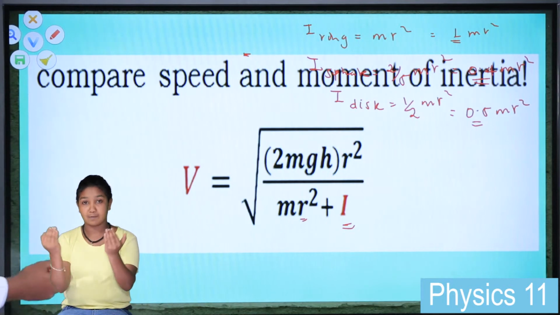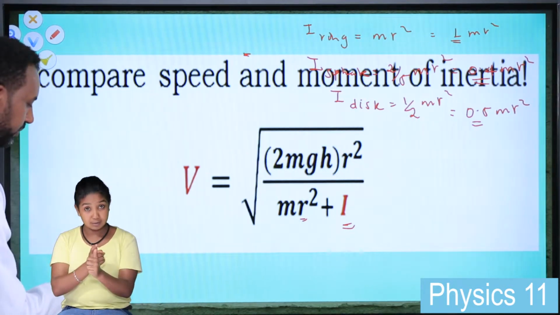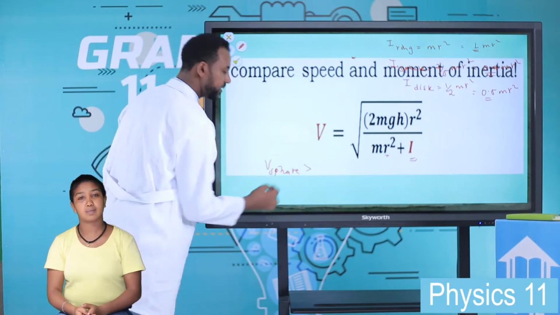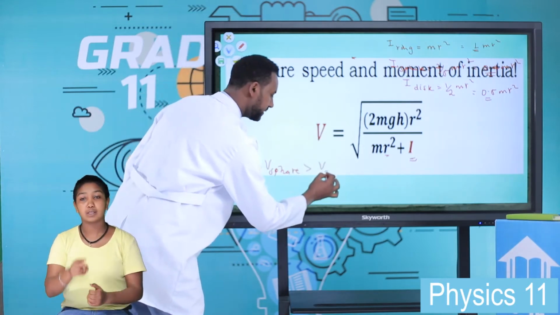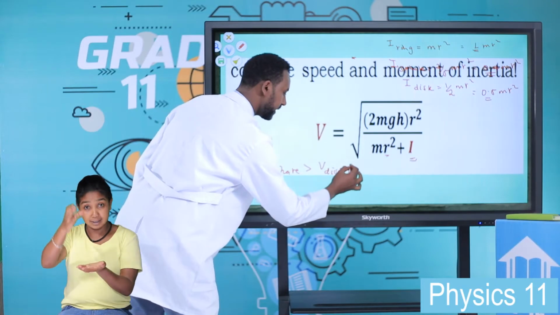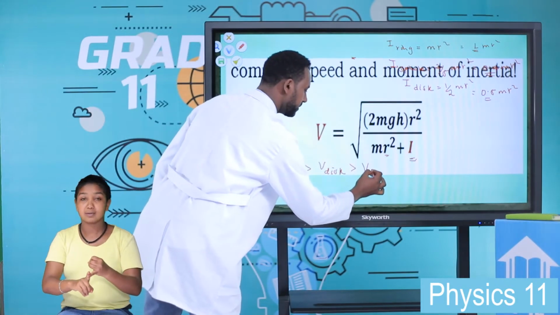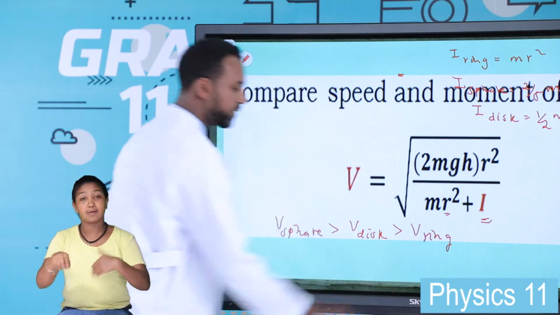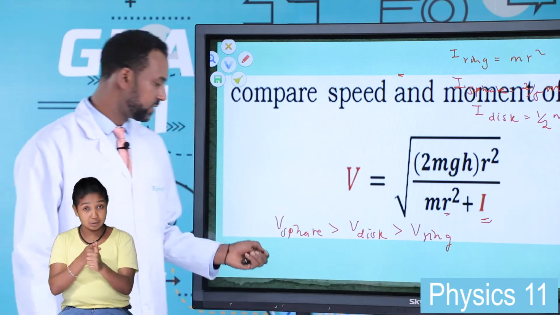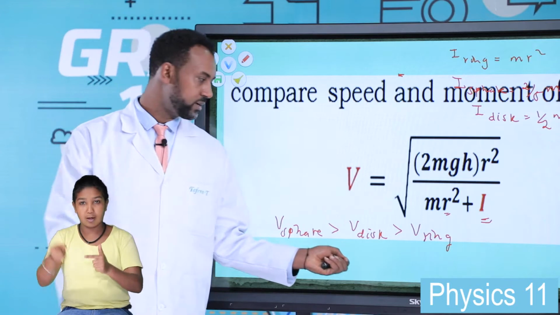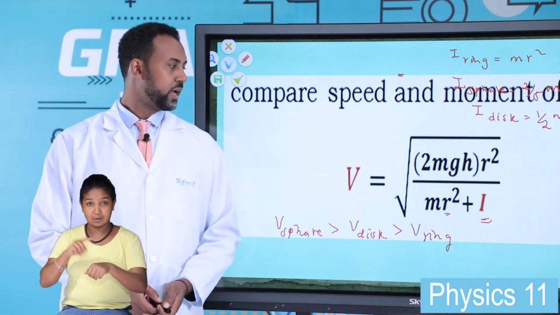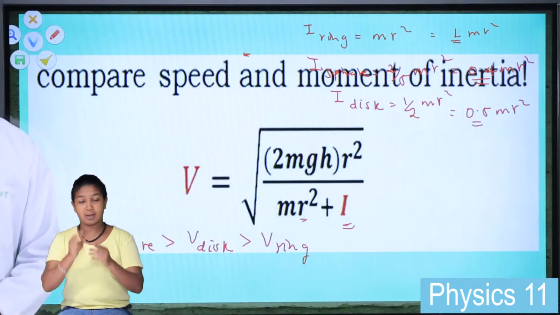So when you put your answer, first the speed of the sphere is greater than the speed of the disk, and then at last the speed of the hoop or the ring. So which one comes first? The sphere, then the disk, then the ring. This is what I gave you previously. I hope you have found this answer correctly.